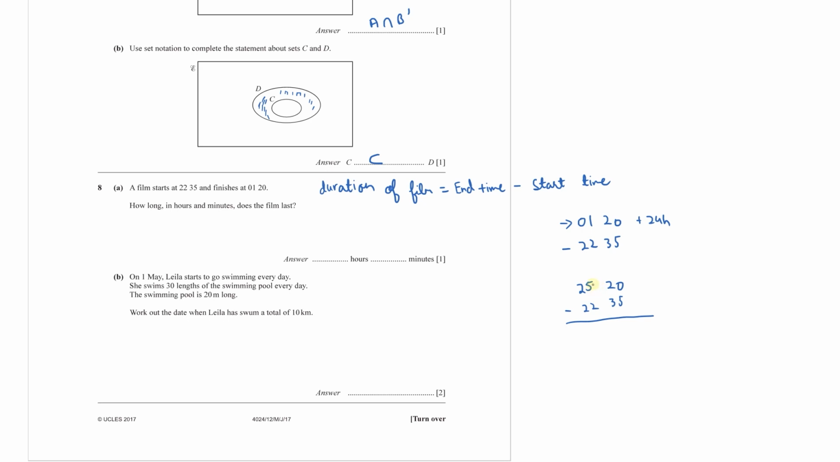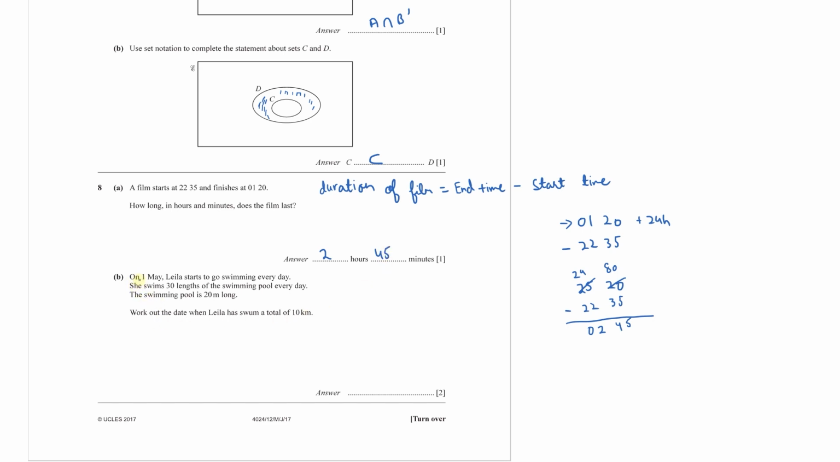So I will take carry from here. So this will be left as 24 hours, and I will add 60 minutes to these 20 minutes. I will get 80. So 80 minus 35 is 45. 24 minus 22 is 2. So the film lasts 2 hours and 45 minutes.